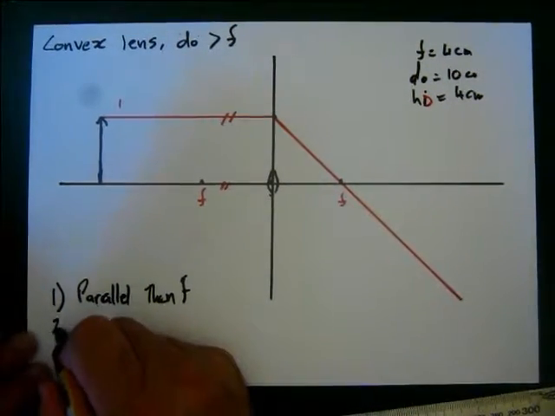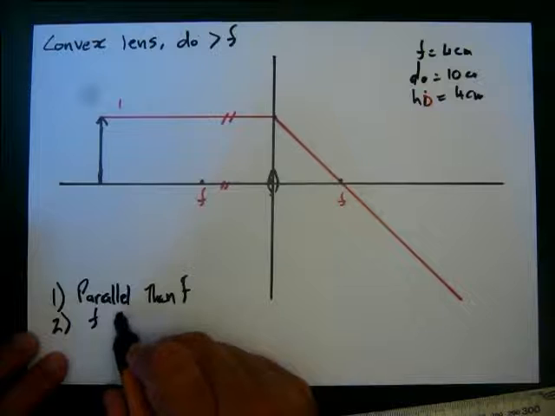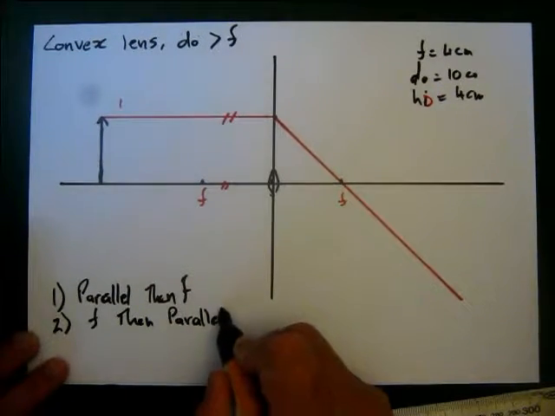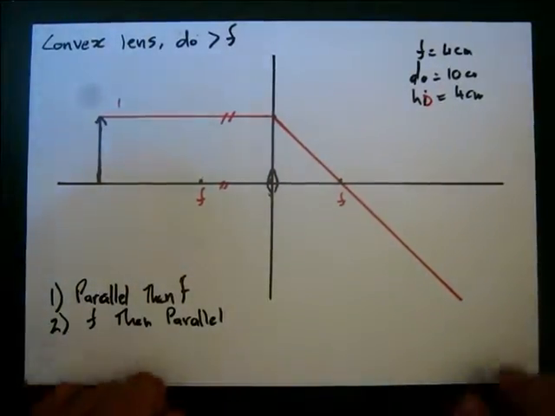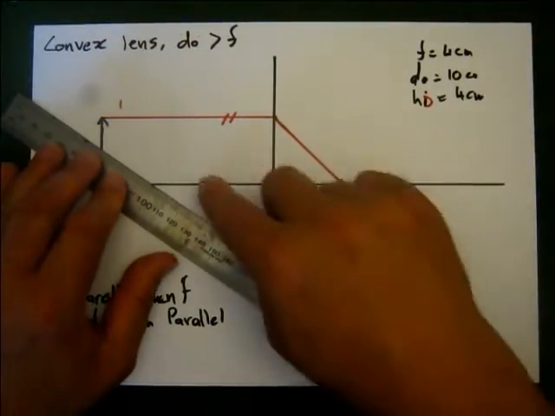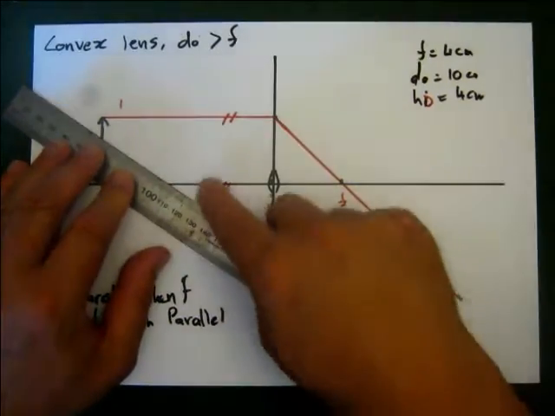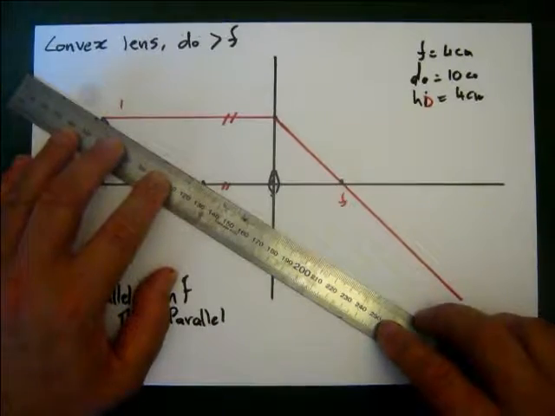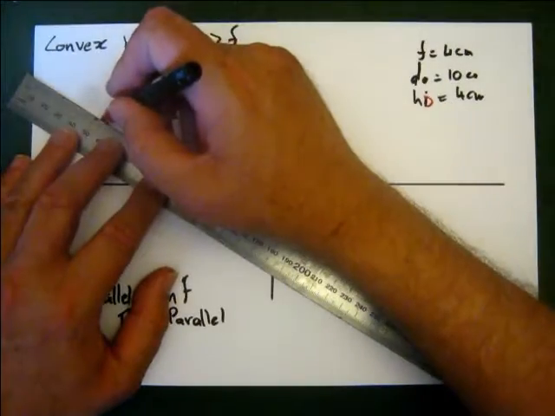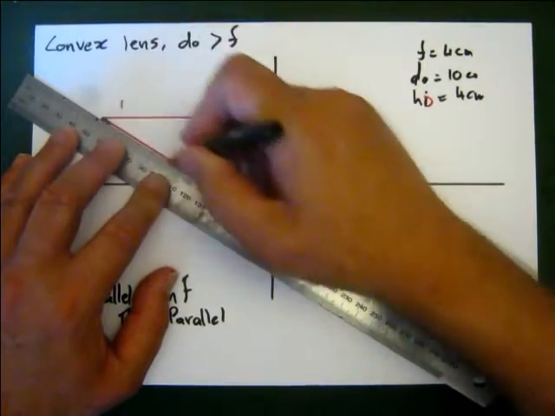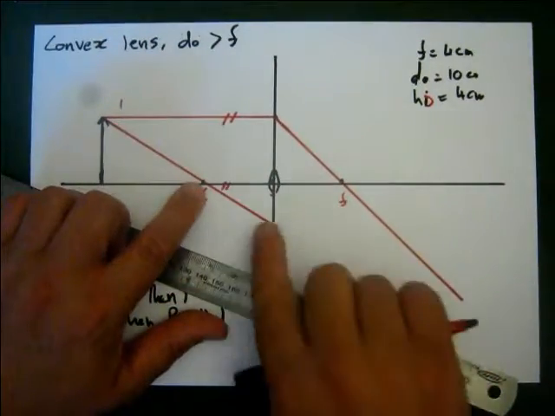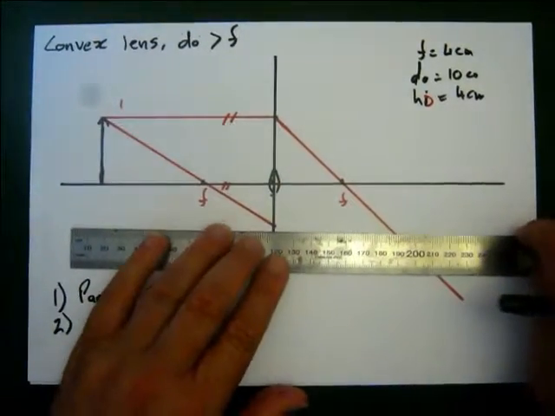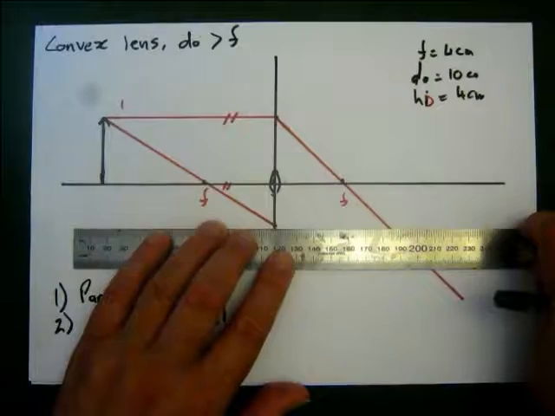Line 2 goes through F, then parallel. So for line 2, because it's going to meet F before it meets the line of action, we're going to use this F. Remember, when you're drawing this F in, it's the same distance as this one. So this is 4 centimeters, 4 centimeters. It then goes parallel.